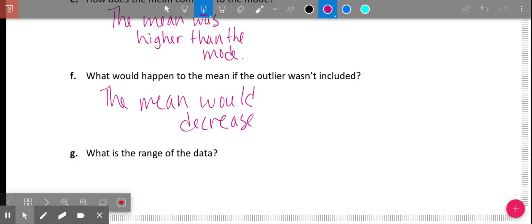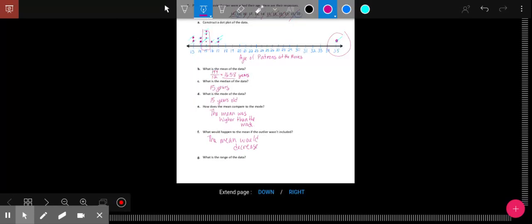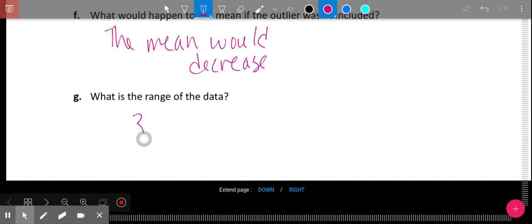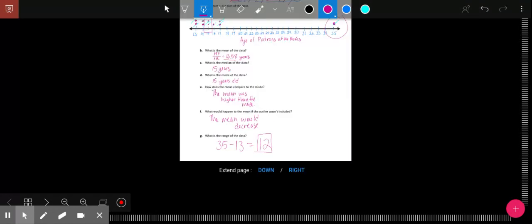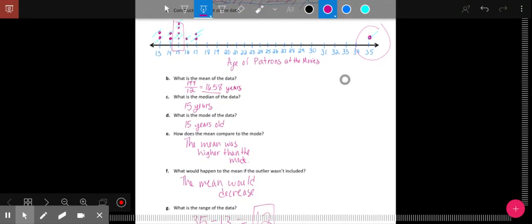And then part G said, what is the range of the data? Remember, the range is your largest number minus your smallest. So 35 minus 13 equals 12. So our range is 12. All right. Once you got that copied down, we're going to go on to the next page.